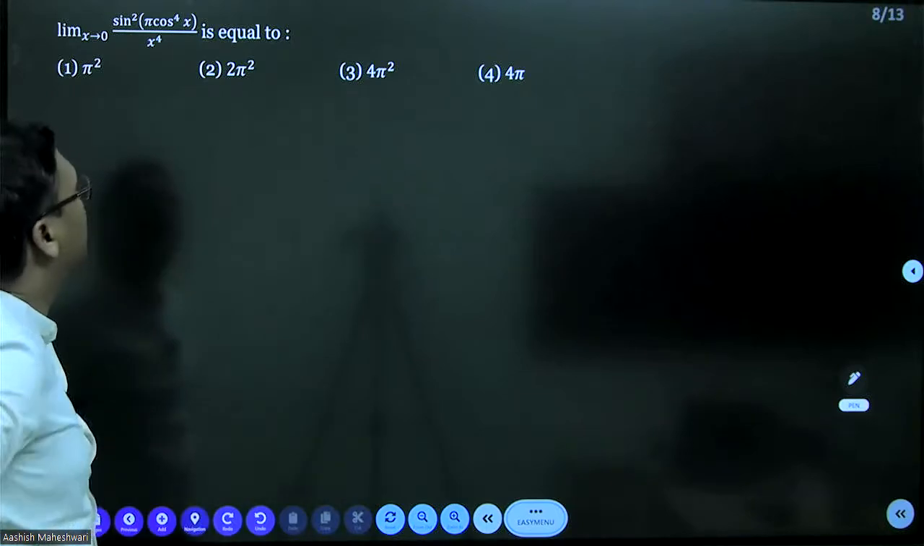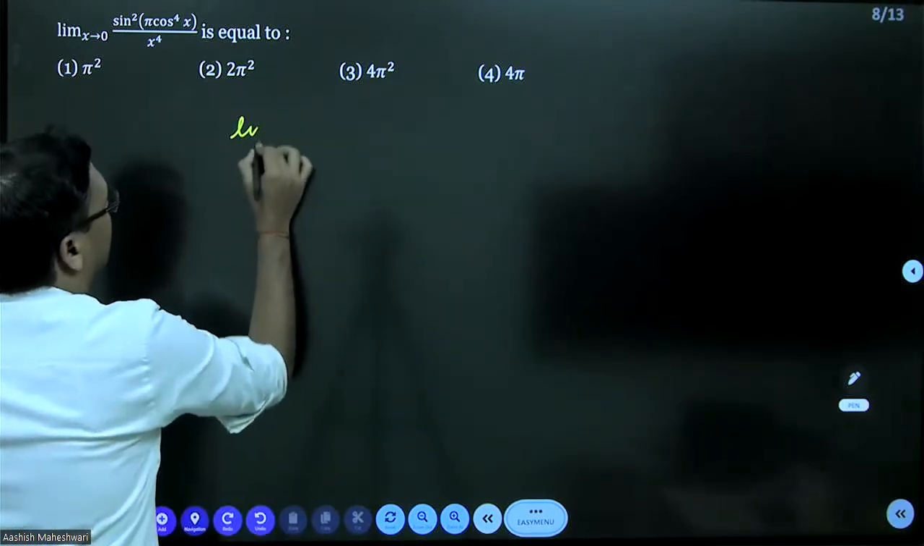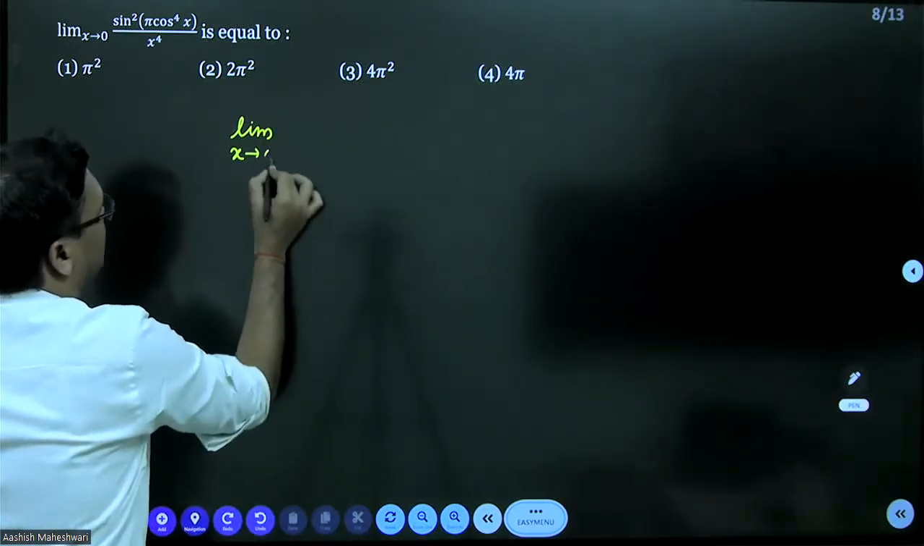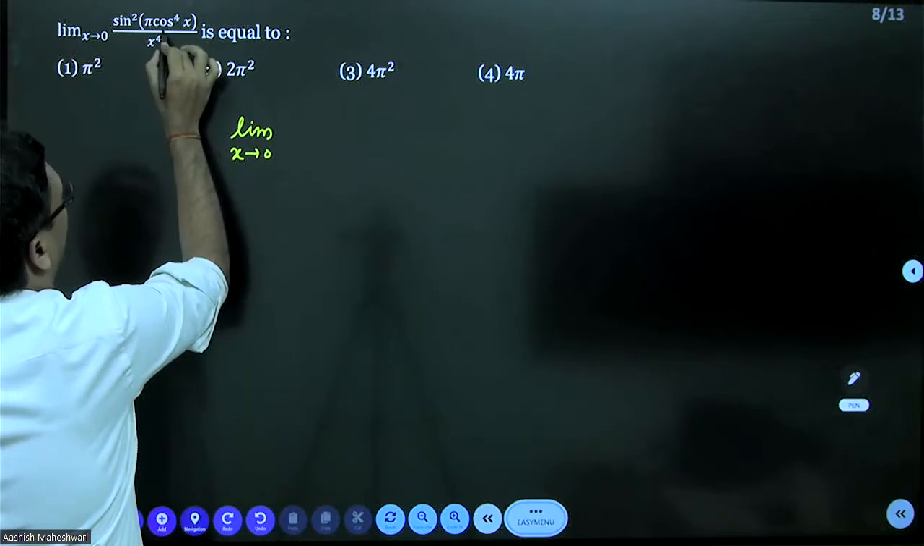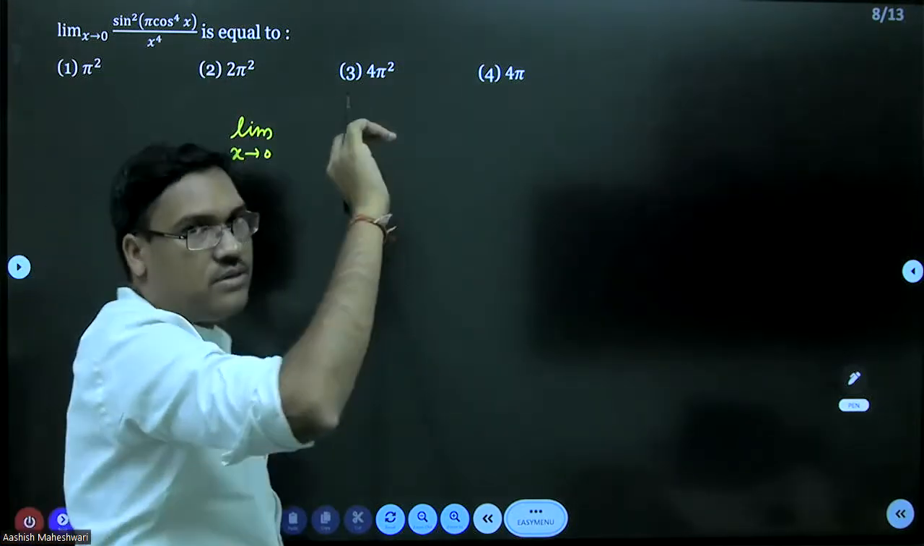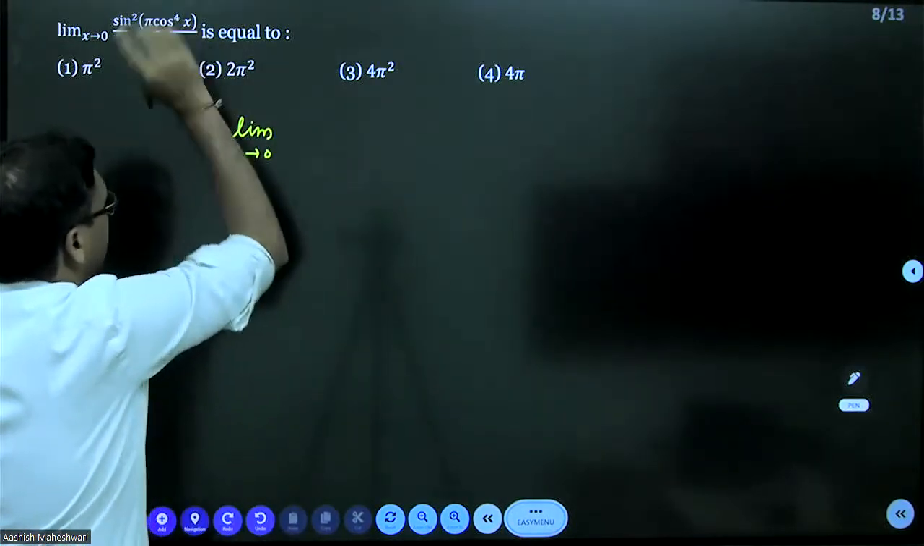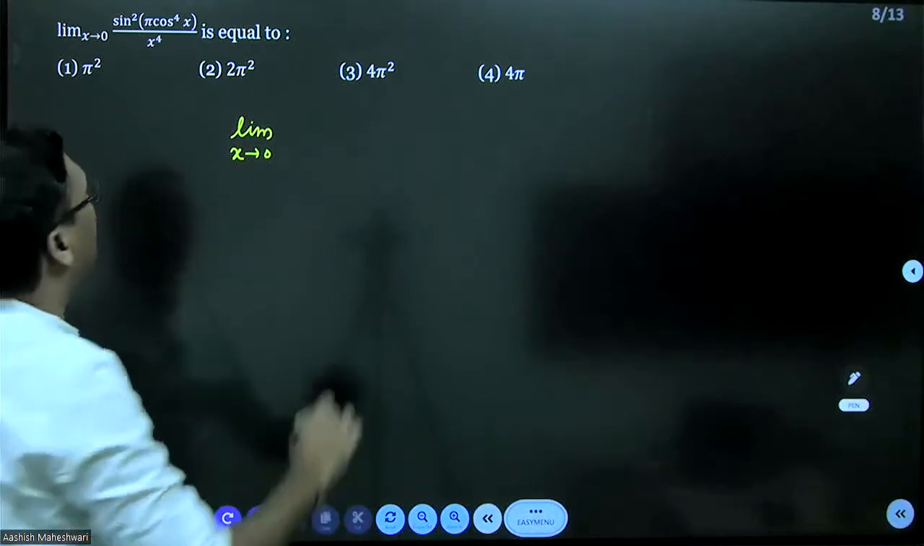You have to solve this limit. So again, this is limit x approaches 0. First thing you can observe, as x approaches 0, this is cos 0. Cos 0 is 1. Sin, this will become pi, and sin pi is 0.